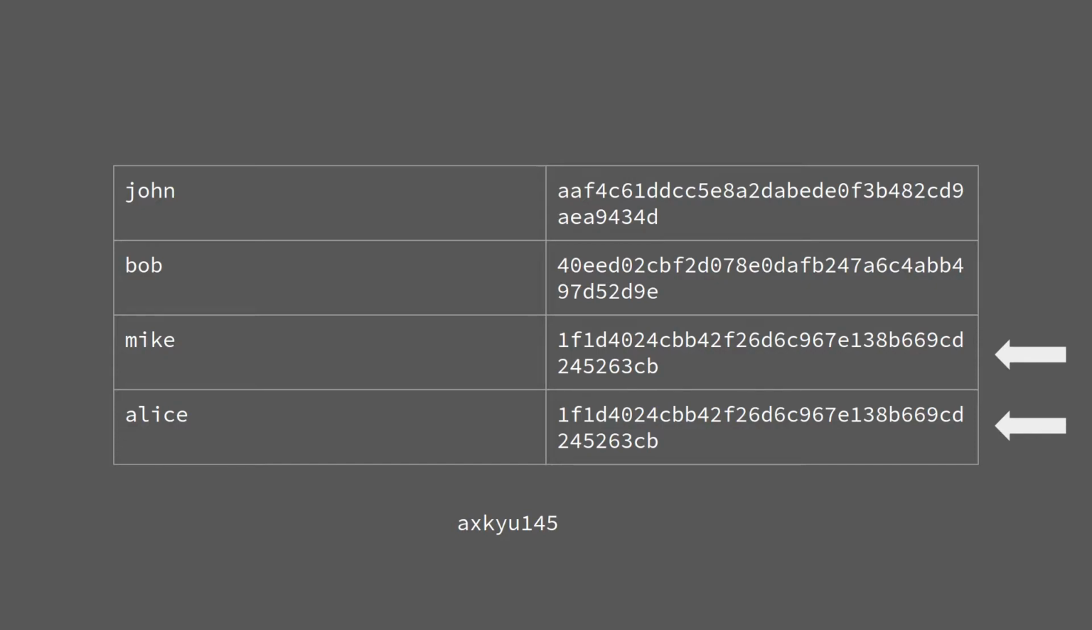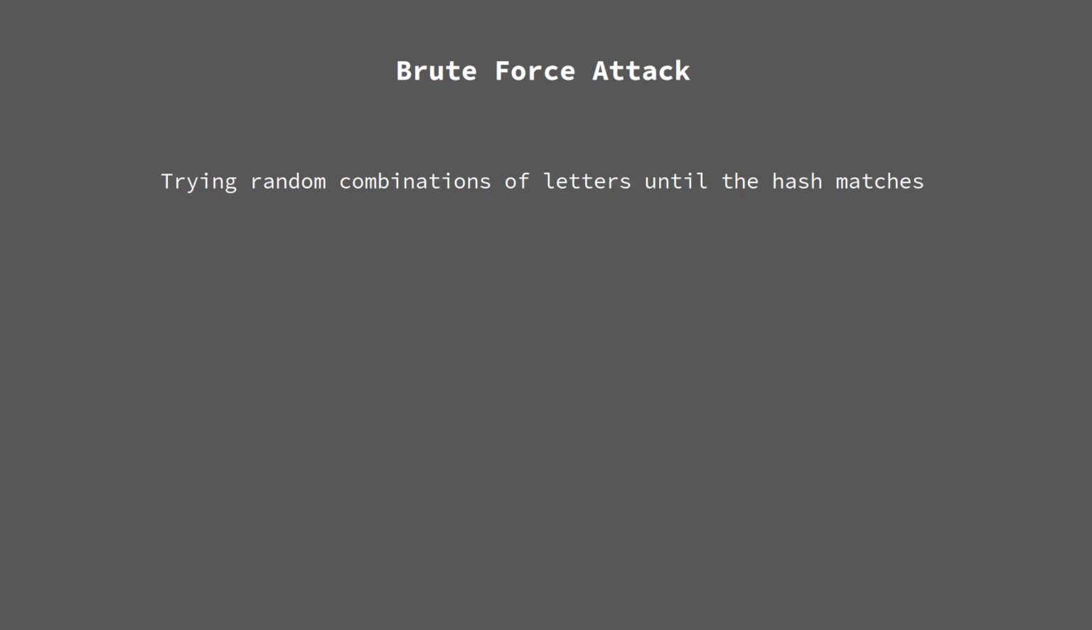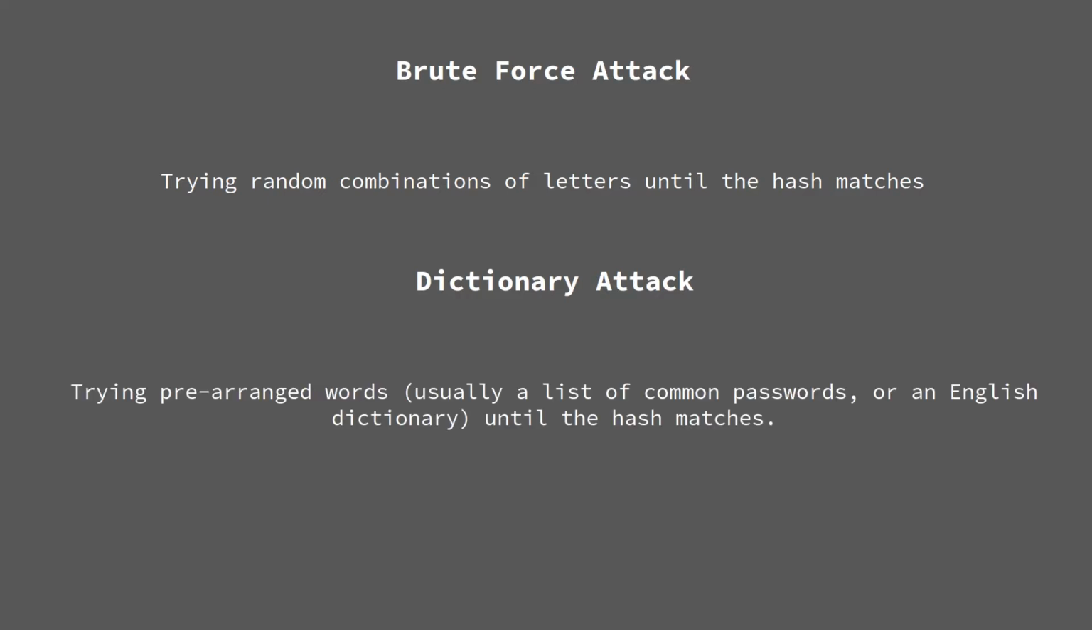Now extracting a password is not too easy, as I said before, because it's impossible to generate the password from the hash. But what I can do as an attacker, I have more or less three general ways. The first way is a brute force attack, which is basically just trying random words until I can match the hash. The second way is a dictionary attack. This is also similar to brute force, but instead of trying random combinations, I will try some pre-arranged words. Maybe it could be a list of common passwords, or maybe some words from an English dictionary. I will try this until the hash matches.